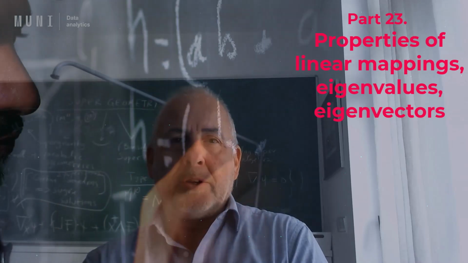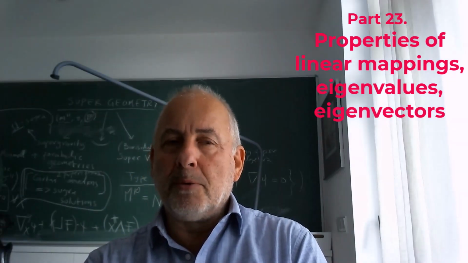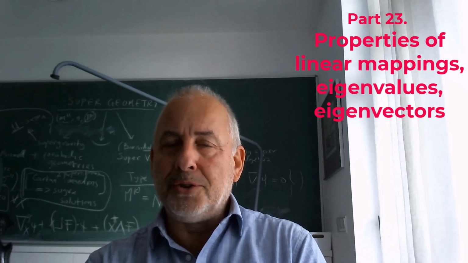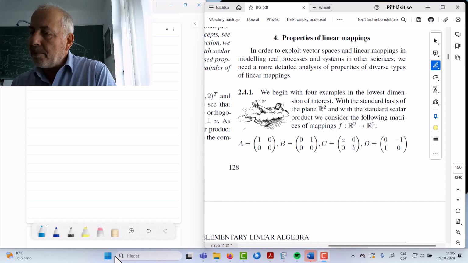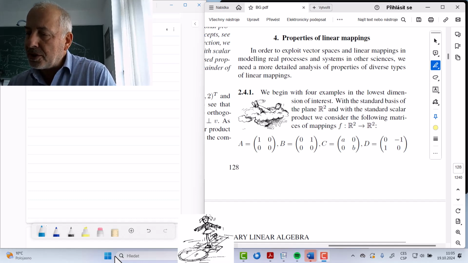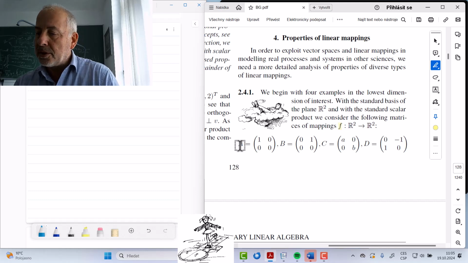Most important part of this week. So that's the properties of linear mappings. We want to understand what the mapping is doing and have a look at the matrices which give us, in the standard basis, the mapping on a plane. So that will be a mapping of a plane into itself. So what is this one?